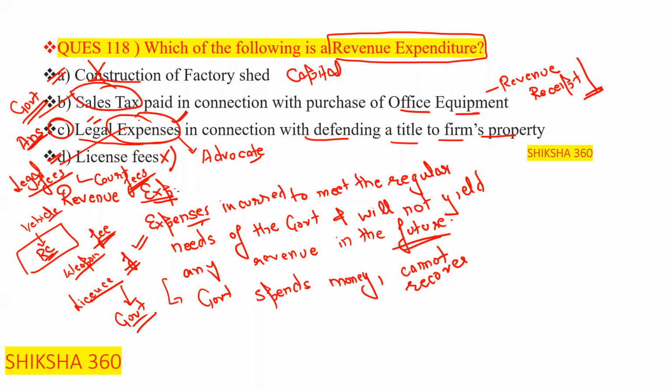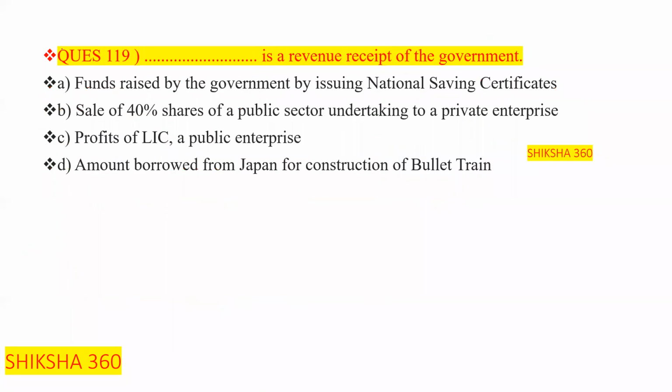Now move to the next one, question number 119. A very important and tricky question, clear. Please go through the question very carefully. First of all, I will explain a concept here also, and I request all of you to please answer the question, clear. Dash is a revenue shift of the government, clear. First of all, I will tell you what is a revenue shift, clear.